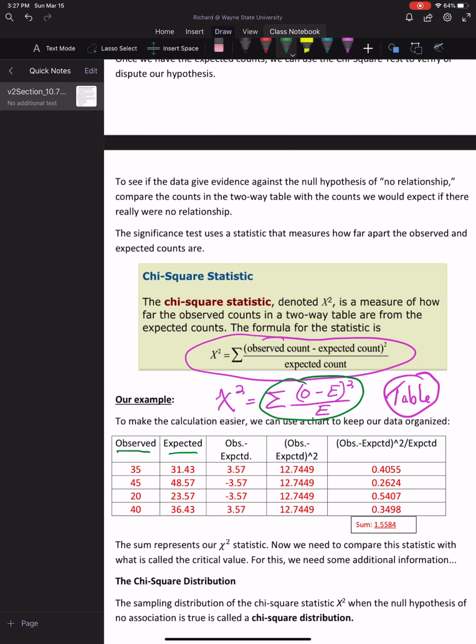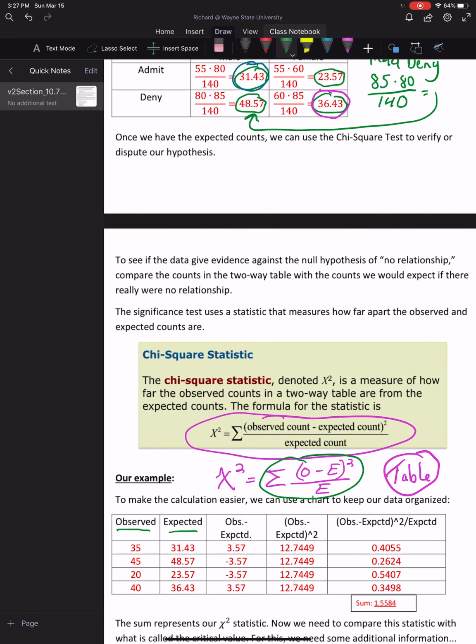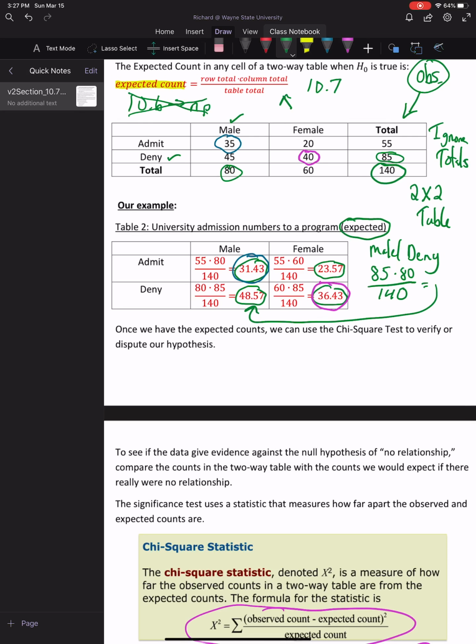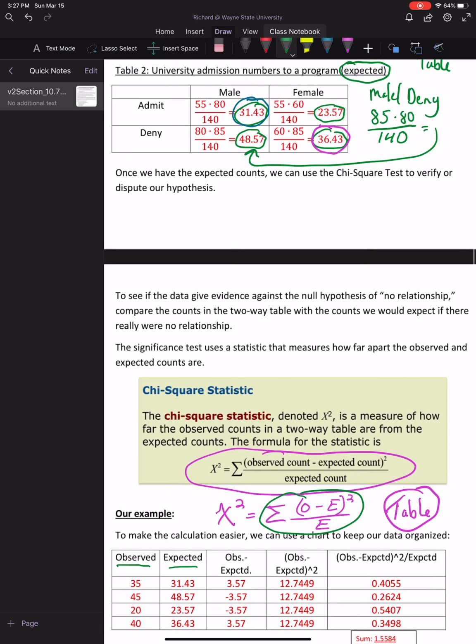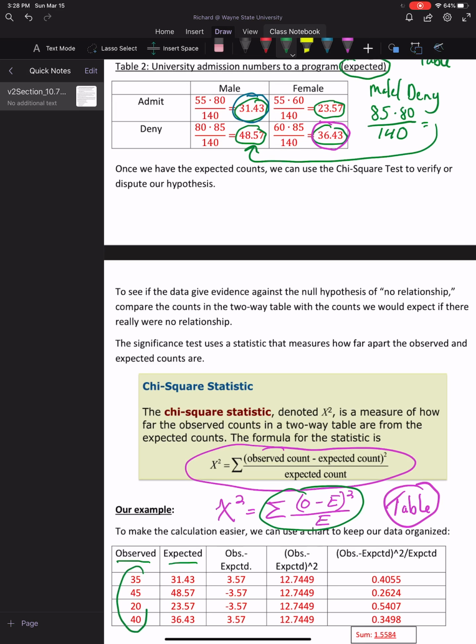Okay, so the first thing to do is in the chart, we want to write down the observed and the expected. So the observed, again, are going to come from the table that was originally given here. And so that's going to involve the 4 values that are listed here, right? So 35, 45, 20, and 40. And so those are listed very carefully in the chart here.